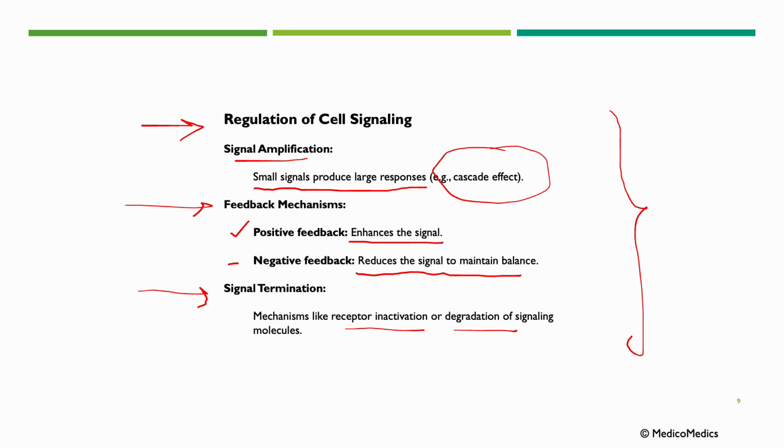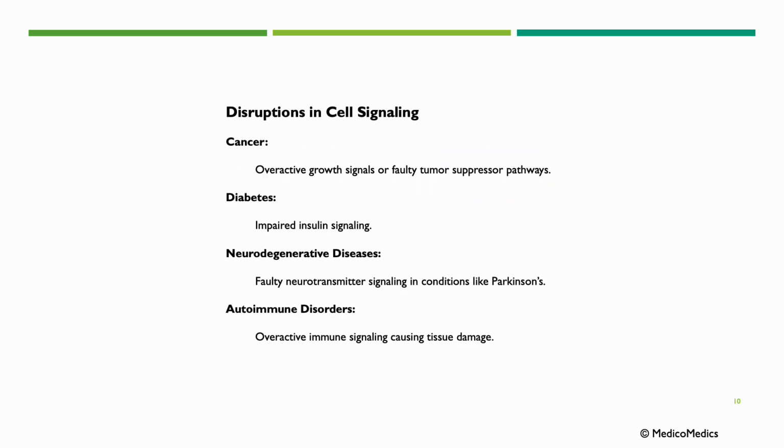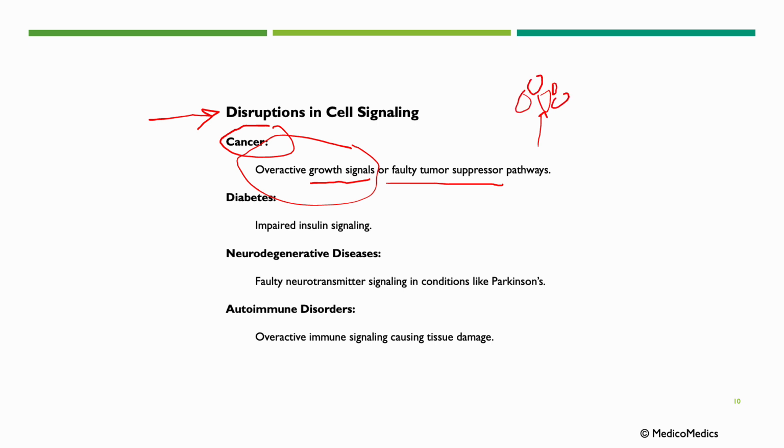But let's look at what happens when signaling goes wrong. So in different pathologies, cell signaling has been disrupted. For example, in cancer, we have overactive growth signals, or we have faulty tumor suppressor pathways. It's either one or the other. If it's overactive growth signals, the cell will continuously divide and produce more cells, leading eventually to the formation of a tumor.